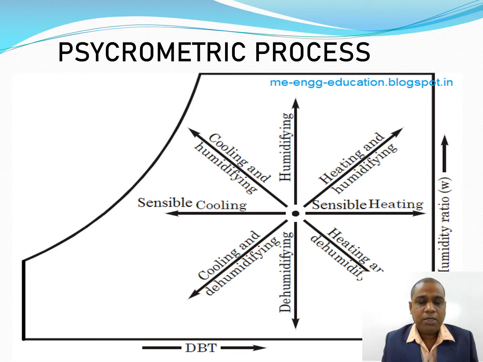And next are the different processes of psychrometry. What are the different processes? One is sensible heating, second is sensible cooling, third is humidification, and fourth is dehumidification. Fifth is heating and humidification. Sixth is cooling and humidification. Seventh, cooling and dehumidification. And eighth is heating and humidification.